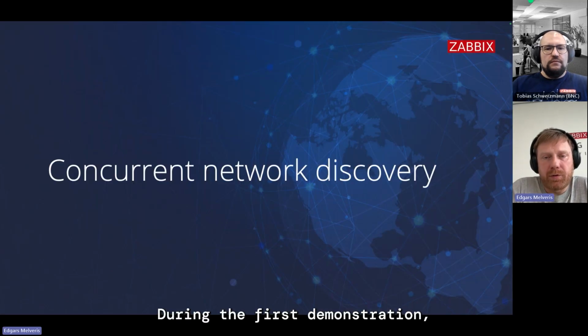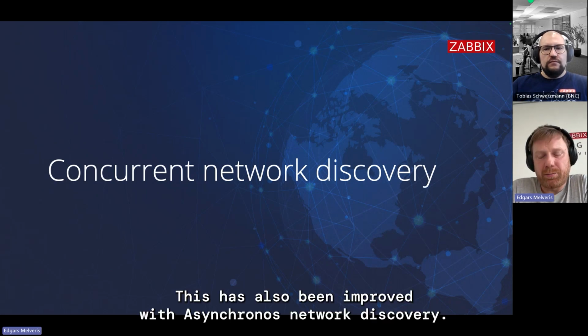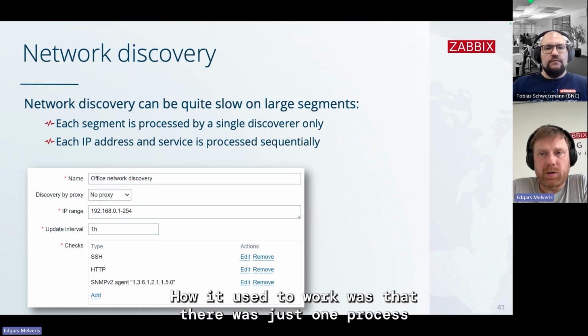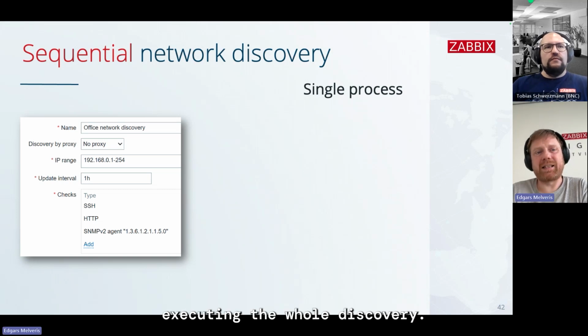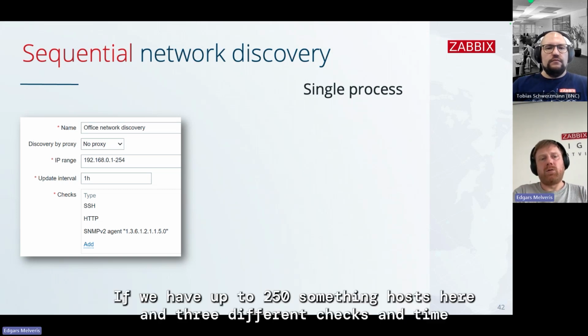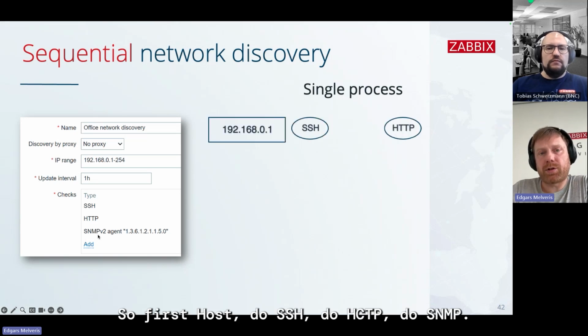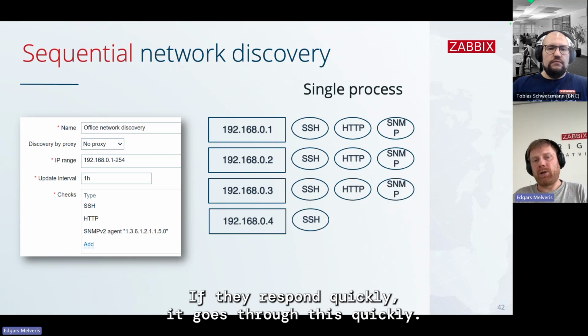Okay, then during the first demonstration, we also mentioned network discovery. This has also been improved with asynchronous network discovery. So how it used to work was that there was just one process executing the whole discovery. So if we have up to 250 something hosts here and 3 different checks and timeout 3 seconds, we go one by one. First host, do SSH, do HTTP, do SNMP. And if they respond quickly, it goes through this quickly.